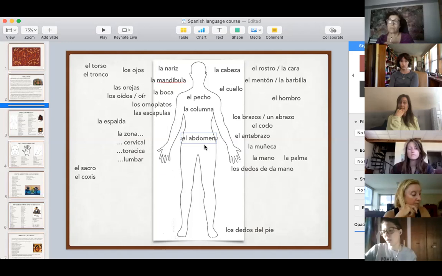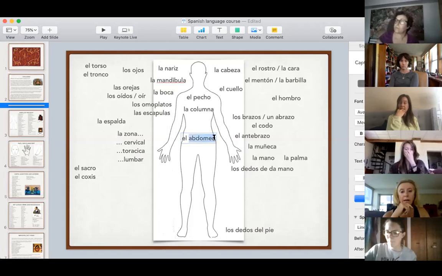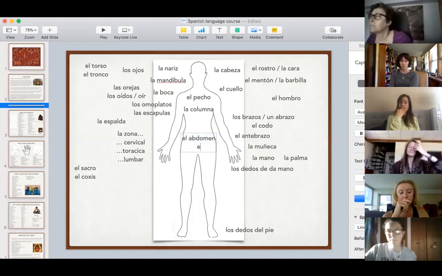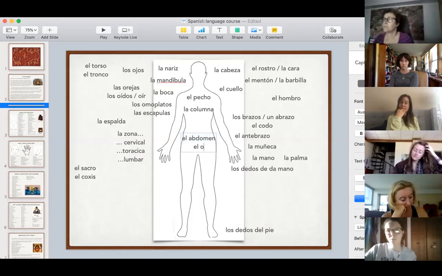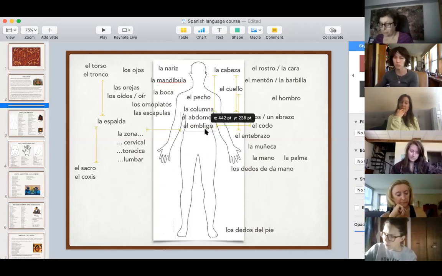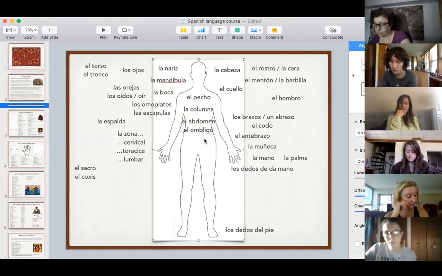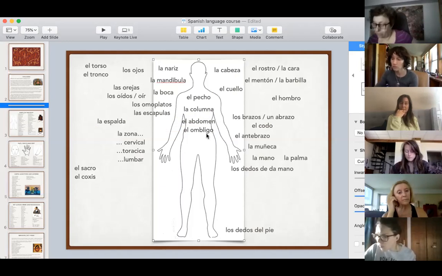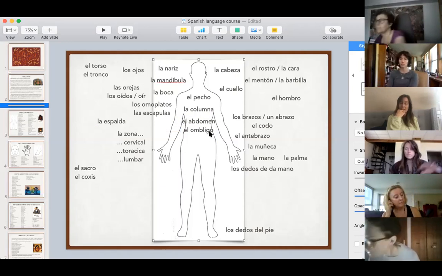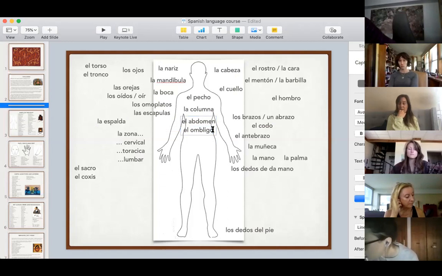Good. Okay. What other words can we use for the center of the body? El ombligo. Good. So that's the word specifically for what? Your navel, your belly button. It's connected in English to the word umbilical. So if you're ever wanting a mnemonic, a kind of thing to help you remember the word, ombligo is a good way to associate with umbilical. Good. What else?